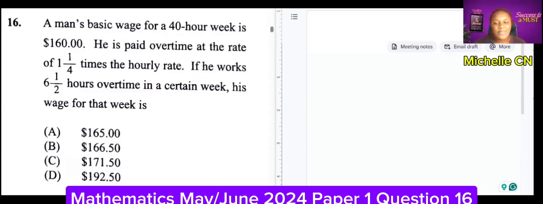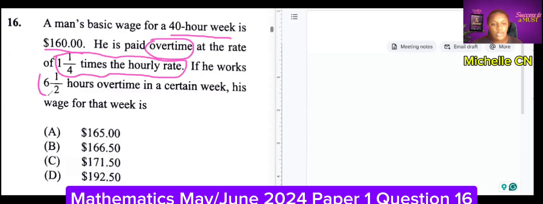Major 2024 Mathematics Paper 1, question 16. A man's basic wage for a 40-hour week is $160. He is paid overtime at a rate of 1.25 times the hourly rate. If he works 6.5 hours overtime in a certain week, his wage that week is.